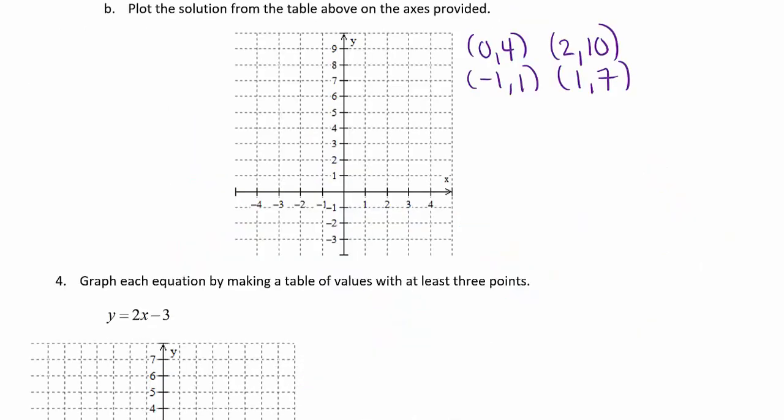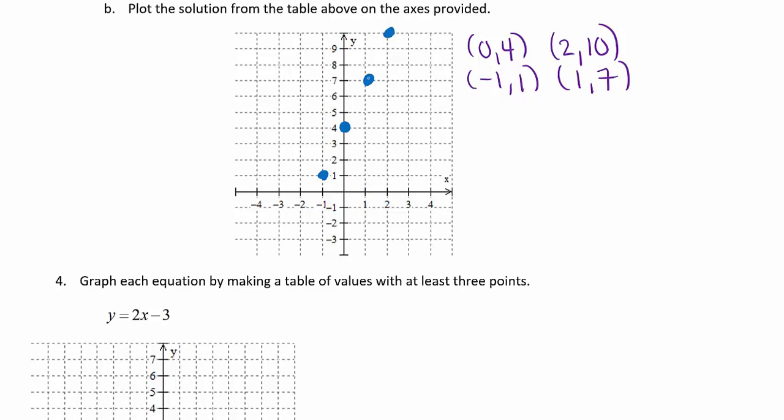In part B, I'm going to take those 4 solutions that I found in that table of values, and I can plot them on my coordinate system. So the first solution we found was x equals 0, y equals 4. The second one was x equals 2, so over 2 up to 10. If x is negative 1, we go up 1 to y equals 1. And if x is positive 1, I'm going to go up to 7 to y equals 7.